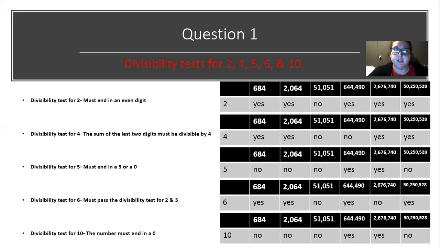Okay, and the divisibility test for 10 is that the number must end in a 0. So out of these sets of numbers, the only 2 numbers that are going to end in 0 are going to be 644,490 and 2,676,740.